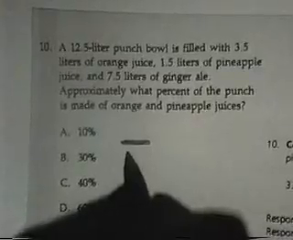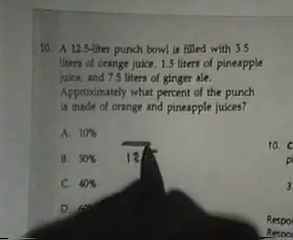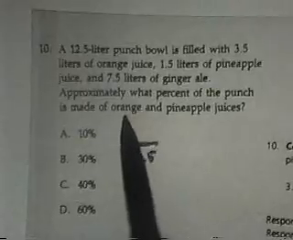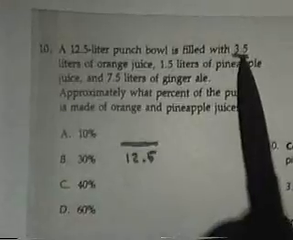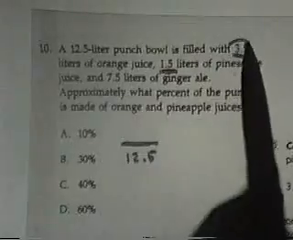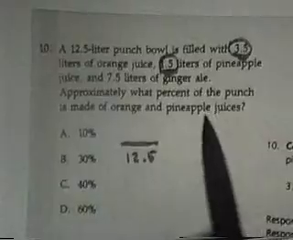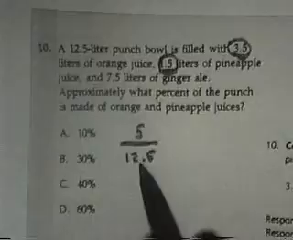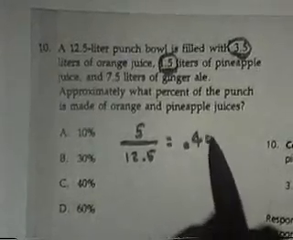Well, we have 12.5 liters in all, and we want to know what the percent of the punch is made of orange and pineapple. So what was there? 3.5 orange and 1.5 pineapple. So if we add the orange liters and the pineapple liters, we get 5. So we put 5 over the total. Divide that out and you get 0.40.